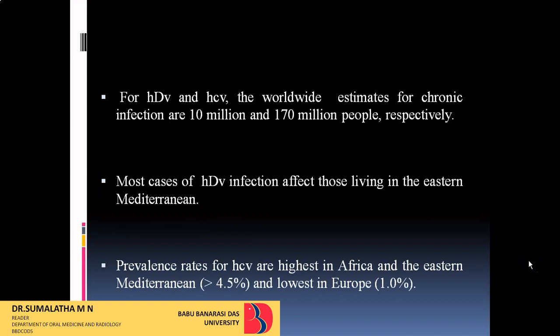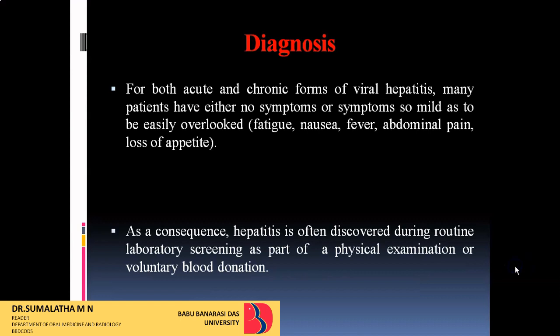For hepatitis D and C virus, the worldwide estimate for chronic infection is 10 million and 170 million people respectively. Most cases of hepatitis D infection affect those living in the Eastern Mediterranean. The prevalence rate for hepatitis C virus is highest in Africa and the Eastern Mediterranean, whereas it is lowest in Europe.